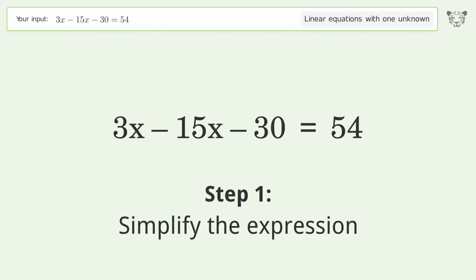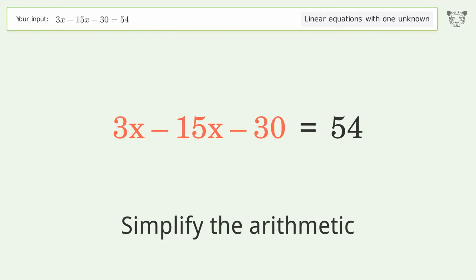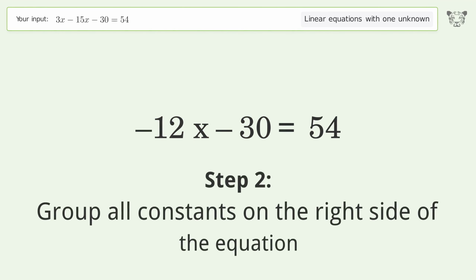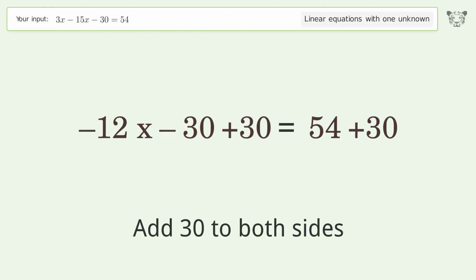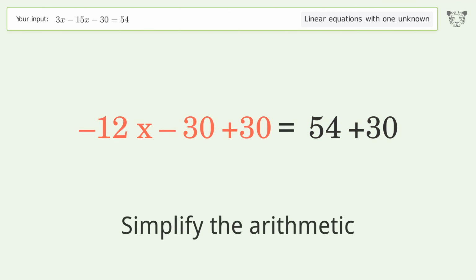Simplify the expression. Simplify the arithmetic. Group all constants on the right side of the equation. Add 30 to both sides. Simplify the arithmetic.